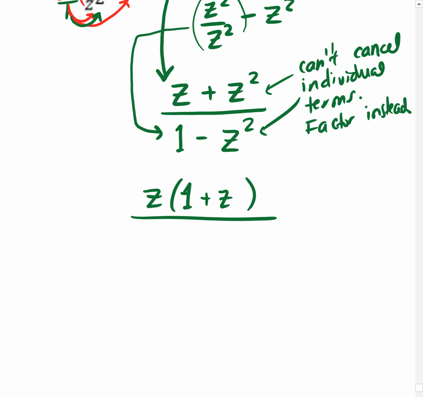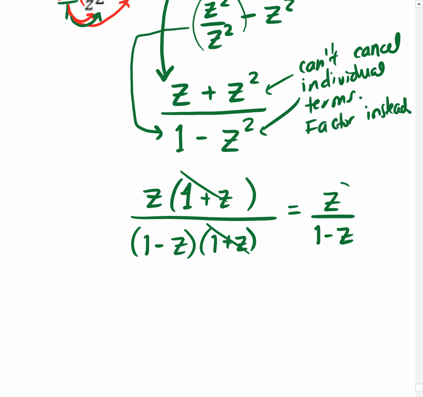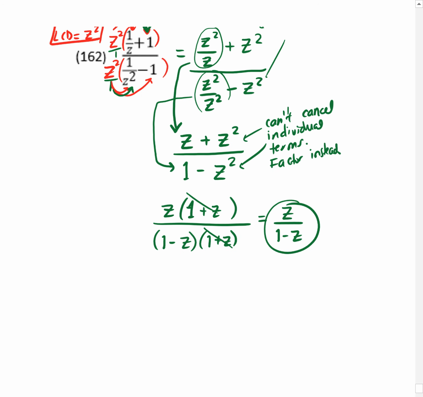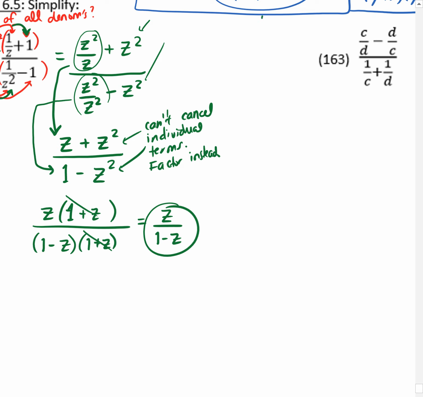Alright, and the denominator, 1 minus z squared, that's a difference of squares. So we can factor into 1 minus z, 1 plus z. And what do you know? 1 plus z's are the same, so they can cancel. All that's left is z over 1 minus z. Perfect. I like that. I like when a plan comes together like that. That's nice.